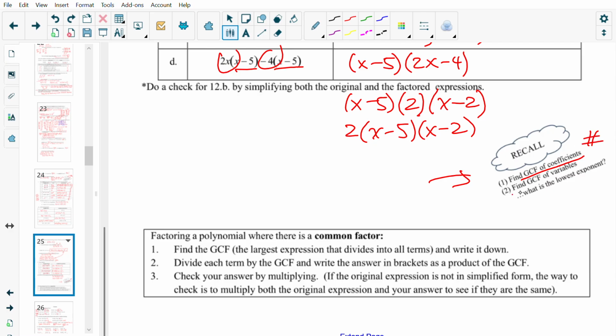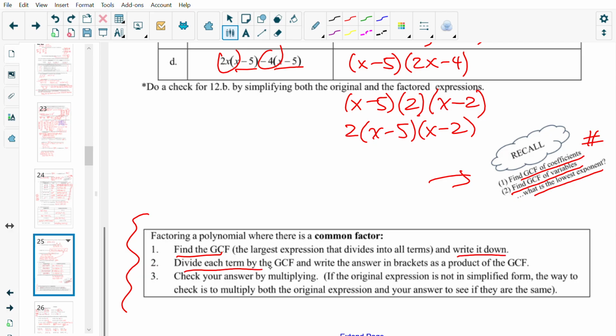Last couple notes here. Recall. Find the GCF of the coefficients. That means the numbers. And then find the GCF of the variables. What is the lowest exponent of common variables? Okay? And then here's what we did today. Factoring a polynomial where there is a common factor.